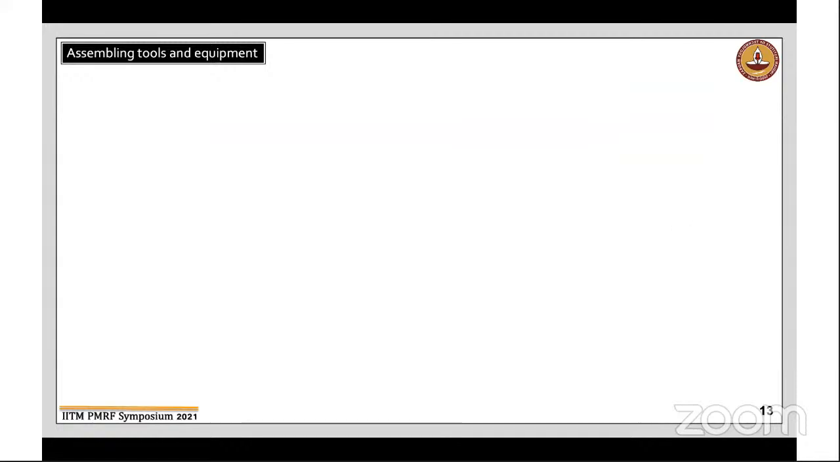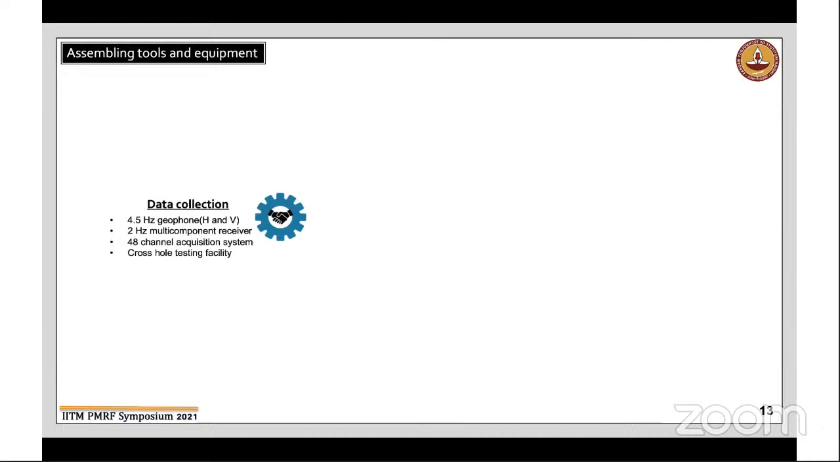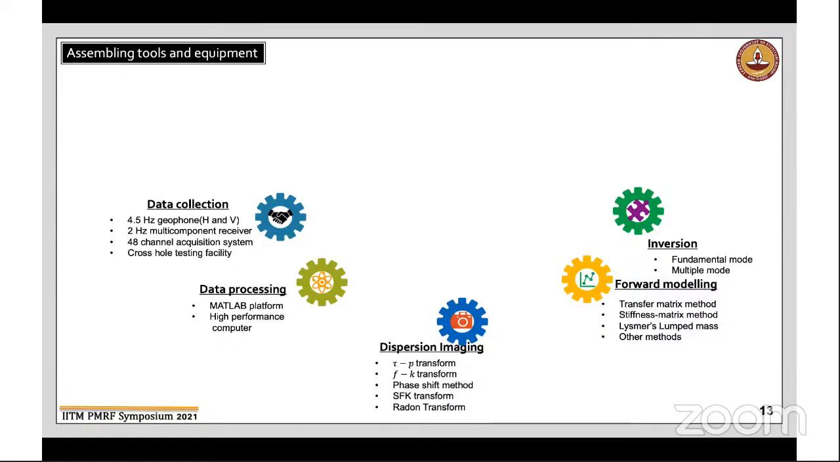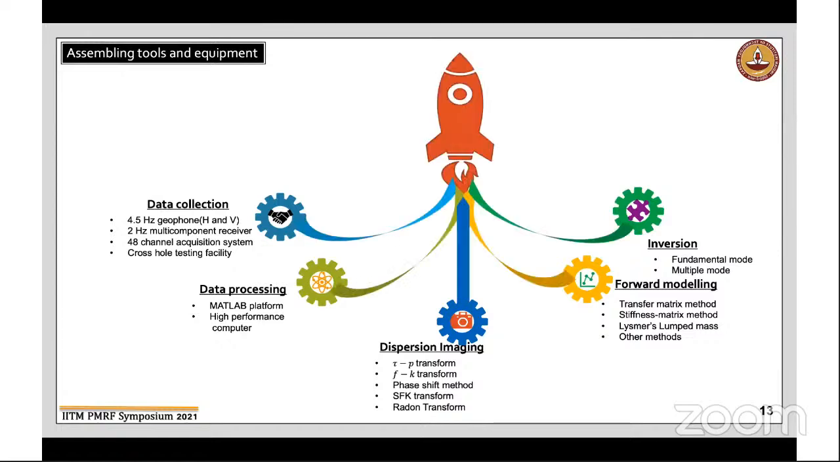This is how the overall method will work. For the data acquisition system, we have the 4.5 Hz and 2 Hz geophones and the several multi-channel records. And for the data processing platform, we use only MATLAB coding, and then the dispersion imaging, and the forward and the inversion algorithm, and how the method will work.